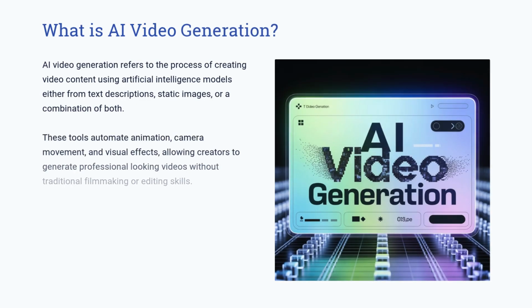So, what exactly is AI video generation? Well, it's the process of making video content using AI models. That means you can create full-on videos just from text prompts, static images, or even a mix of both. These tools do a lot of the heavy lifting. They handle the animation, camera moves, lighting, even visual effects, all on their own. So yeah, you don't need fancy film gear or editing software anymore. AI basically turns your idea into a pro-looking video, with just a few words.